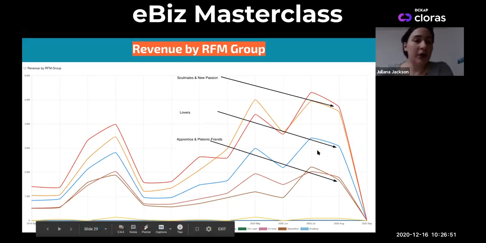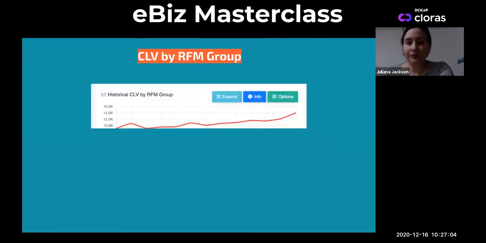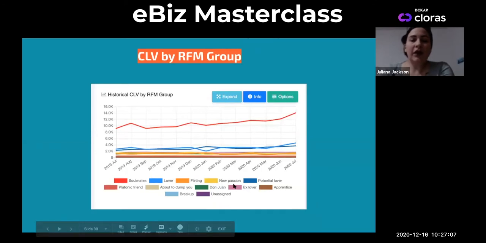And with the ones that you're about to lose or about to churn, it's very important to address them and understand what happened in their customer journey that made them stop purchasing from you, or resent you, or resent your services. So here again, you can see that the customer lifetime value per each RFM group is different.